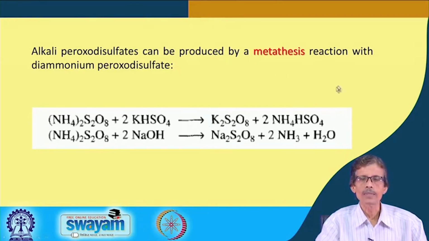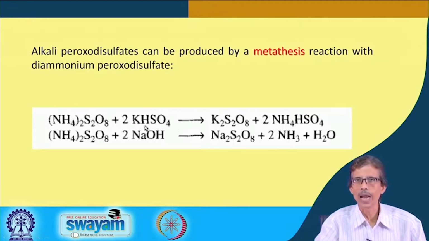In that metathesis reaction, the same diammonium peroxo disulfate is used, and it can be substituted; that means the cation metathesis can be achieved by use of, instead of another potassium salt like potassium chloride or potassium nitrate, something having a common anion with the potassium ion, that means potassium bisulfate salt. So, potassium bisulfate produces your K2S2O8 and the corresponding other part will be ammonium bisulfate formation.